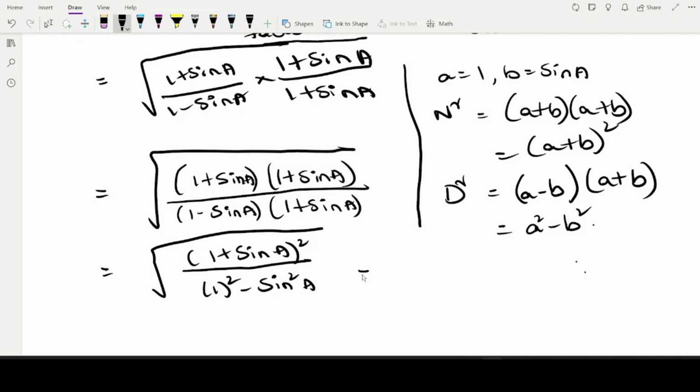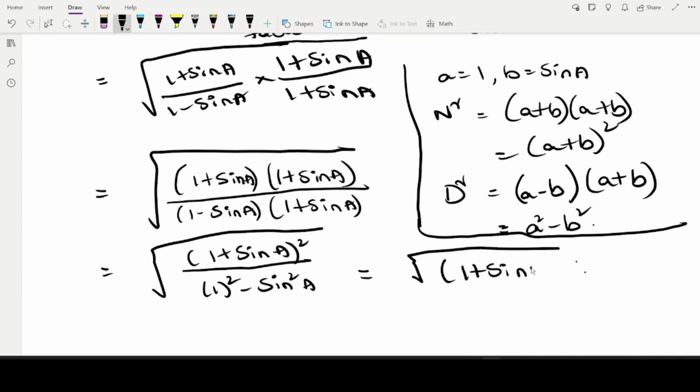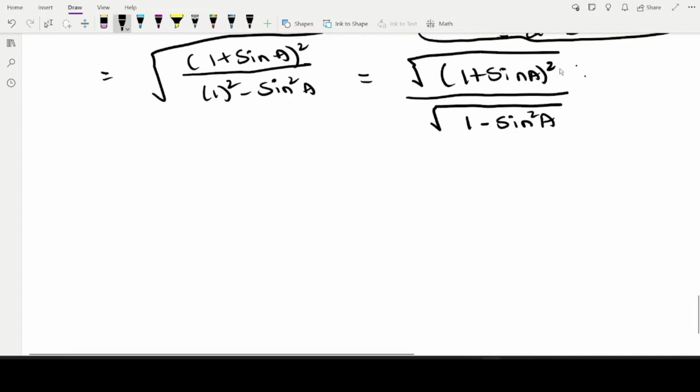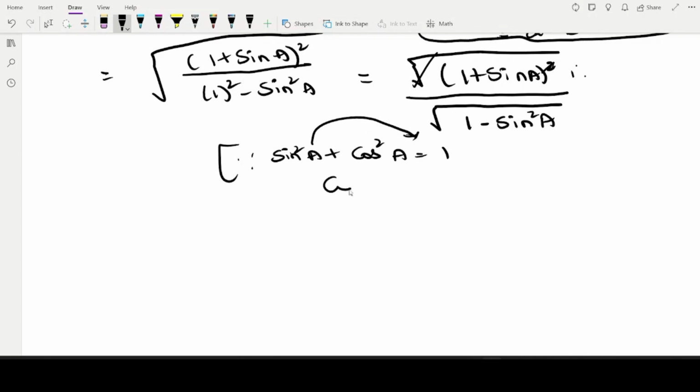So now we are separating the root into numerator and denominator. Now we can write it as (1 plus sine A) whole square divided by root of 1 minus sine square A. There you can see both square and square root get cancelled, and we know that sine square A plus cos square A equals 1.